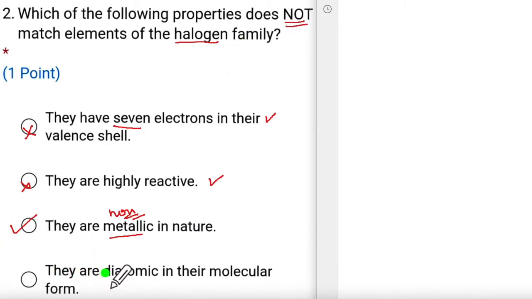Let us look at the fourth option. They are diatomic in their molecular form. Yes, they are diatomic. Look at chlorine. So it will be Cl2, Br2. So this is also correct. So this is not the option. The correct option is the third one.